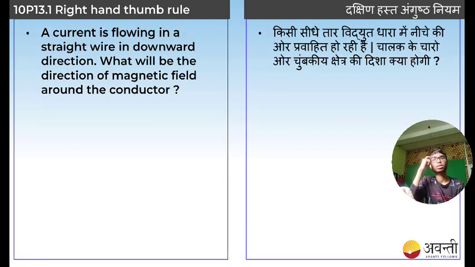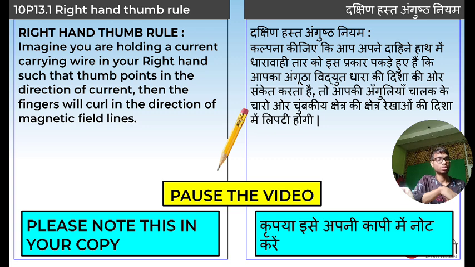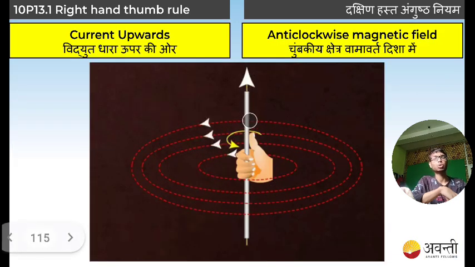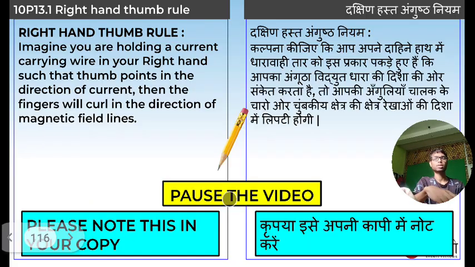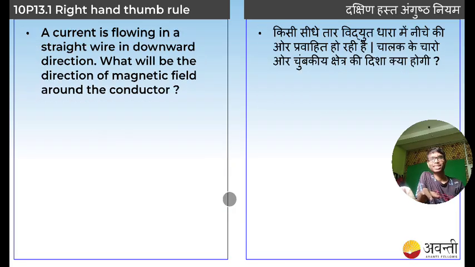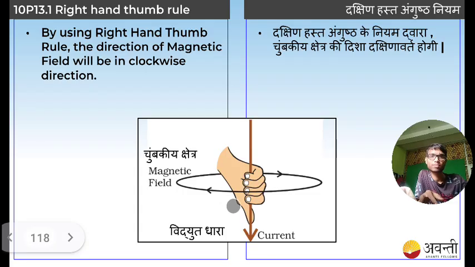Clear? That's it. A current is flowing in a straight wire in a downward direction. What will be the direction of the magnetic field around the conductor? Here we saw that current is going in this direction. But what if current is going downward? Then what will be the direction of this? I think it should be positive? Let's see. Should it be opposite, not positive? In that case, what will happen?